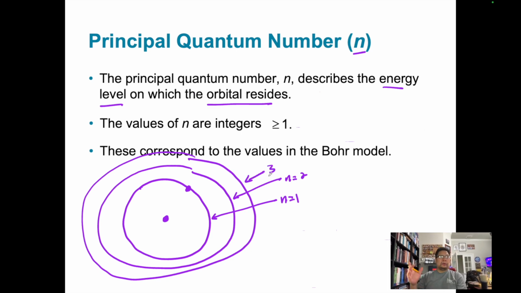The further away you get from the nucleus, the higher the principal quantum number gets. They are always whole numbers, and the value of n is always greater than or equal to 1. You'll never have a quantum number that's 0 or negative, because they just get bigger as you move away from the nucleus of the atom. Of course, these numbers correspond to the same energy levels that are on the Bohr model.